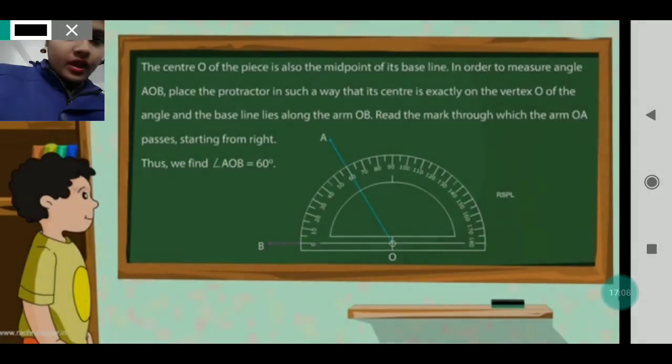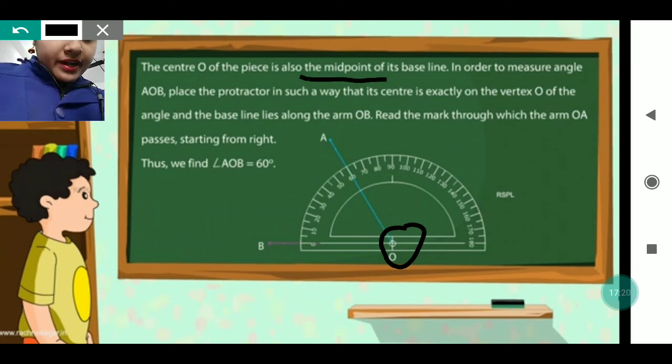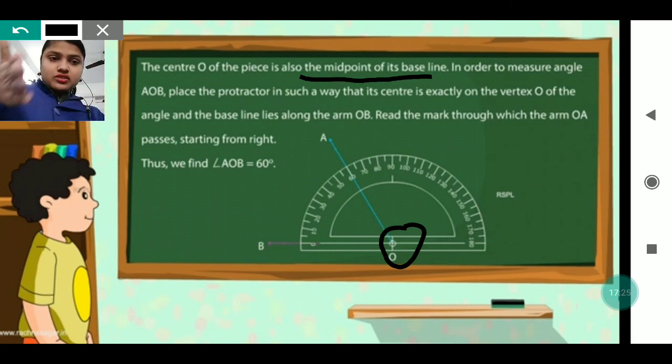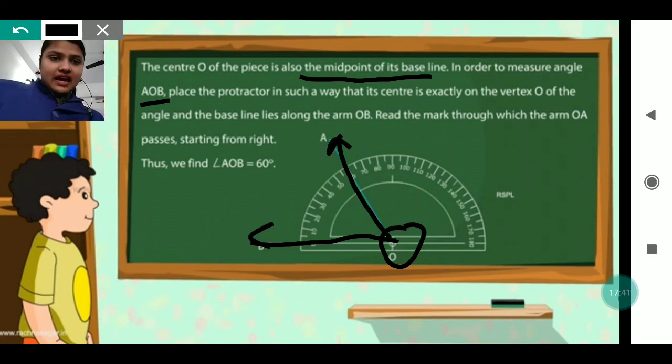You can see here the center O. This center O of the protractor is also the midpoint of the baseline, meaning it is in the middle between 0 and 180. In order to measure the angle AOB, suppose there is an angle, this angle AOB.